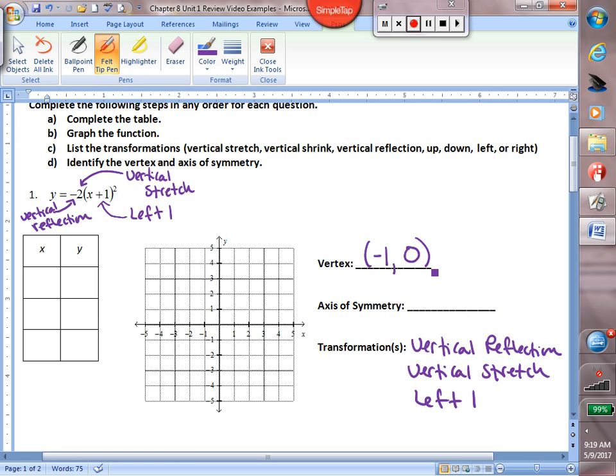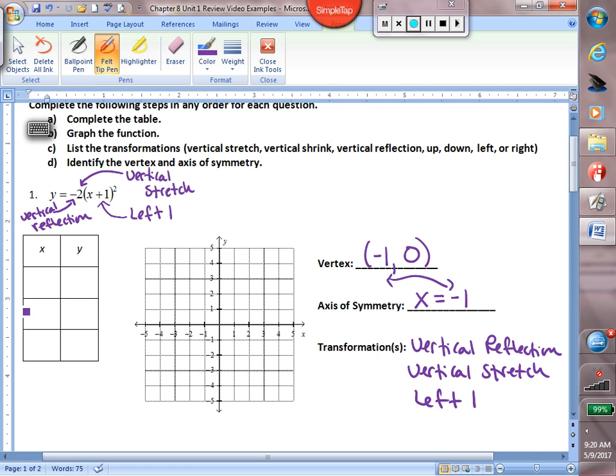Axis of symmetry is the equation of a vertical line that goes through the vertex. So we cannot just put a number for the axis of symmetry. We need an equation. We need the x equals. And x will equal the same value that it does at the vertex.